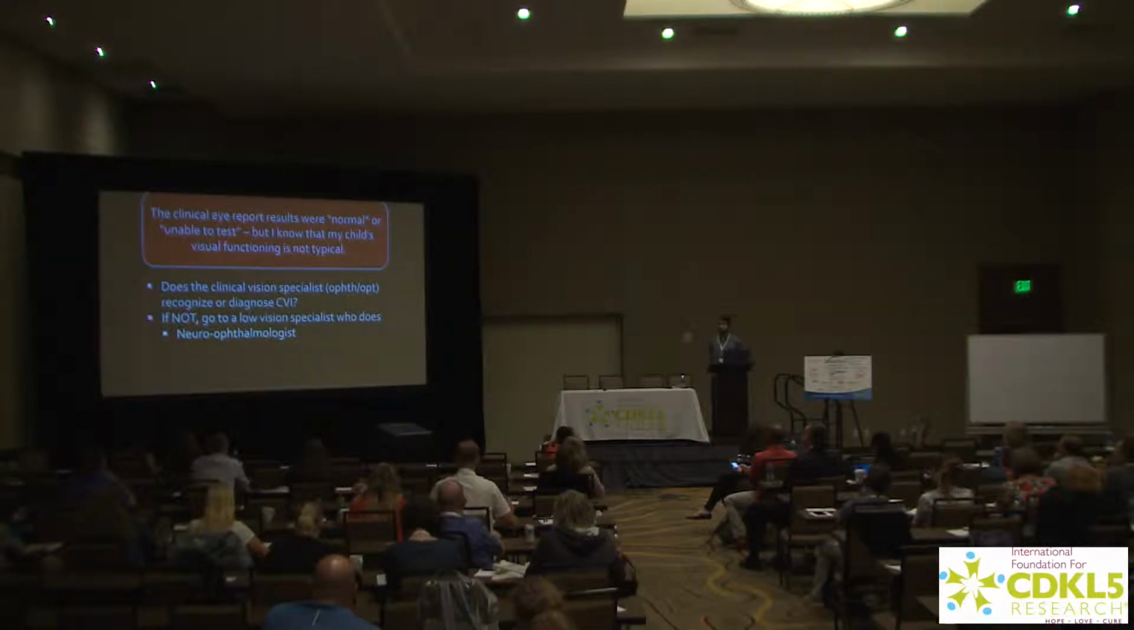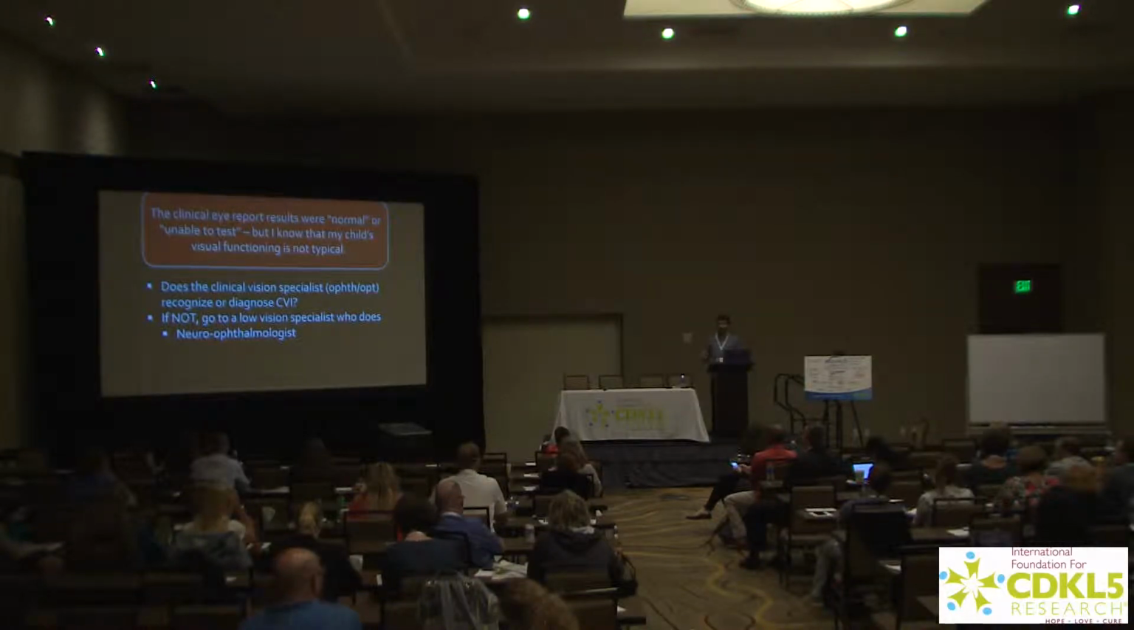So I would suggest trying to go to a neuro-ophthalmologist if that's possible. In New York State, we started to come up with a list of basically all of the clinical vision specialists who we know diagnose or recognize CVI, and all the ones that don't. It's sort of a secret document, but anytime someone reaches out to me, I can tell them, go to this person or don't go to this person. I'd love to see that nationally or even internationally.